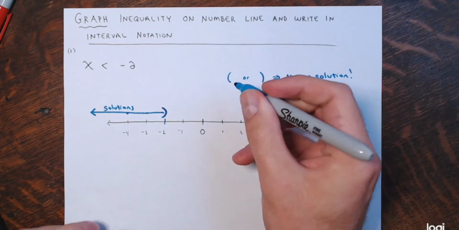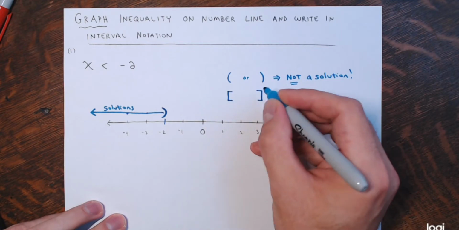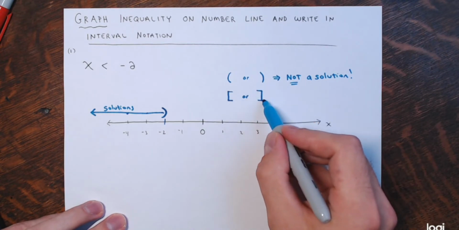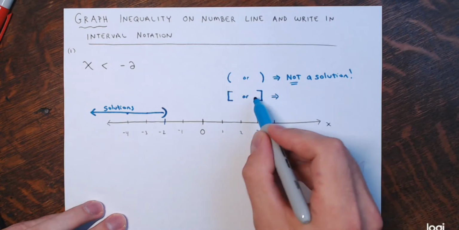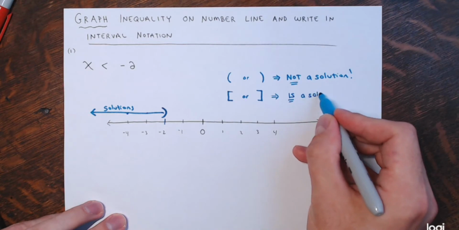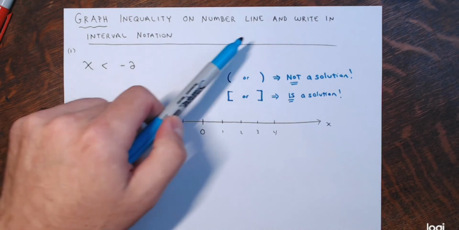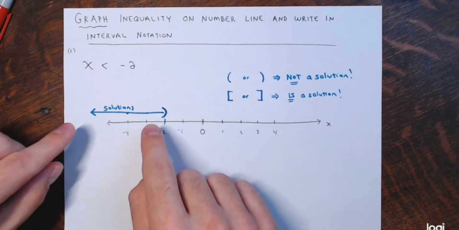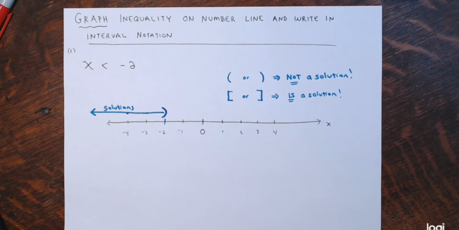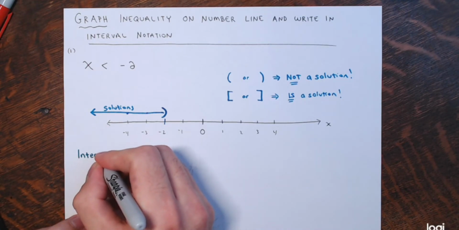Alright, now in other cases you'll see these rectangular brackets, a left rectangular bracket or a right rectangular bracket. If you see that symbol written above a number, that means that number is a solution. It does satisfy the inequality. And then that leads me to what they call interval notation. So here's a graph, a picture of the solutions, and then we're describing the solutions in this interval notation.